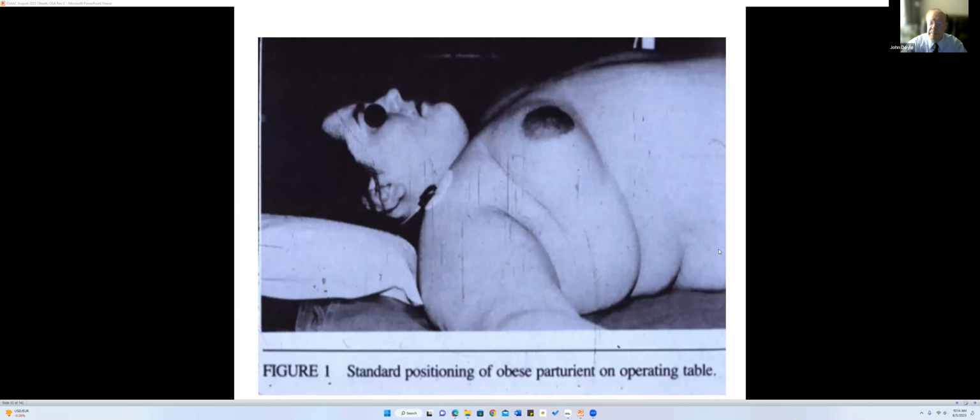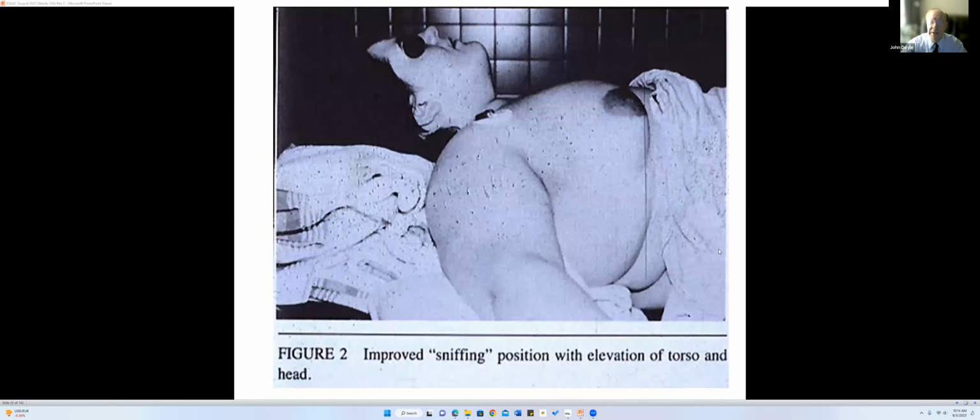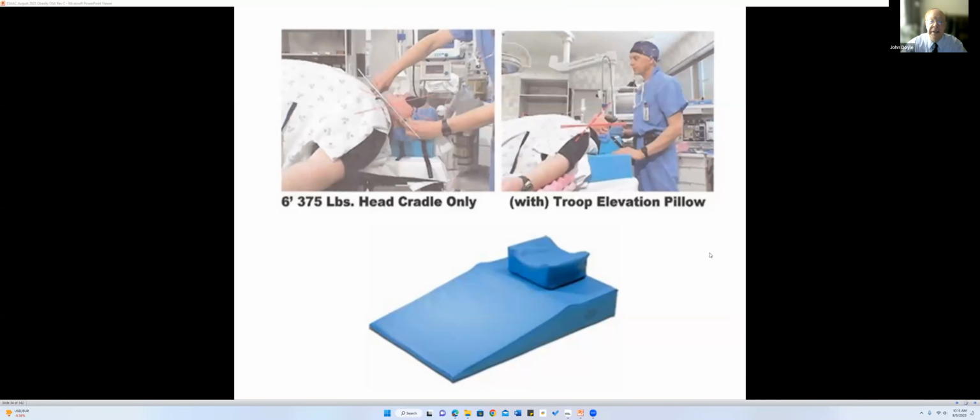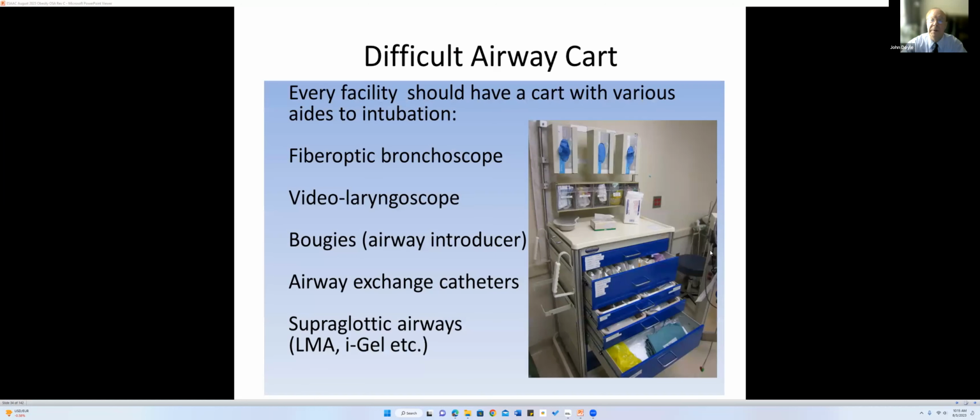So here is the standard positioning of the obese patient. And here we can see how they have the improved positioning using blankets under the shoulders and under the head. And that can make laryngoscopy and intubation far more straightforward. And in fact, you can get a special pillow. This is the Troop elevation pillow, and there's also the Oxford pillow that is designed specifically for this purpose. And this can make intubation more straightforward.